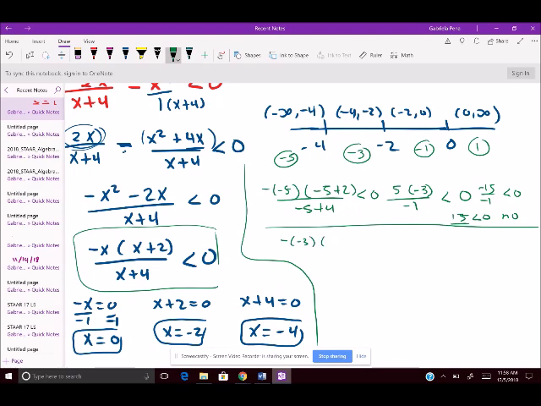Negative 3: negative 3 plus 2, negative 3 plus 4, less than 0. Negative, negative 3 is positive 3, times a negative 1 over a positive 1. Negative 3 over 1 is what? Negative 3. Is negative 3 less than 0? Yes. So that one works. Negative 1. So once again, the lesson is not difficult. It just takes a lot of time for you to check each of your problems.